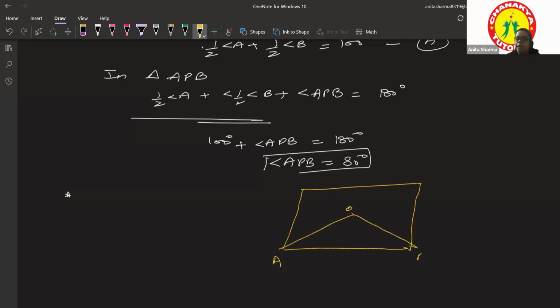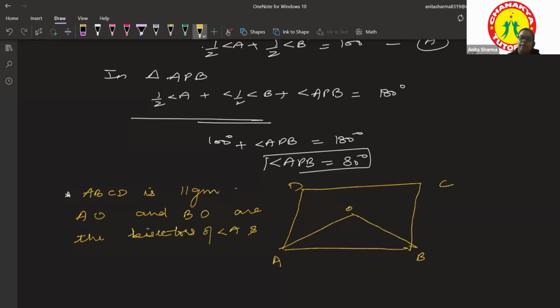A, O, B. And this is C and this is D. So in the given figure, ABCD is a parallelogram, and AO and BO are the bisectors of angle A and angle B. Prove that angle AOB is equal to 90 degrees. Try to solve it, children. Hurry up.